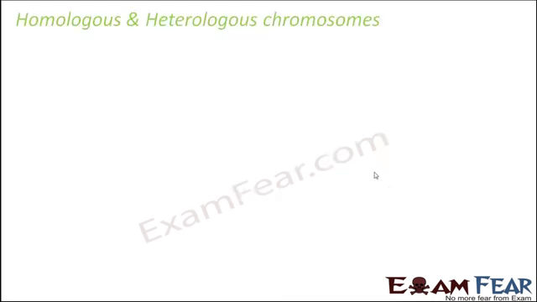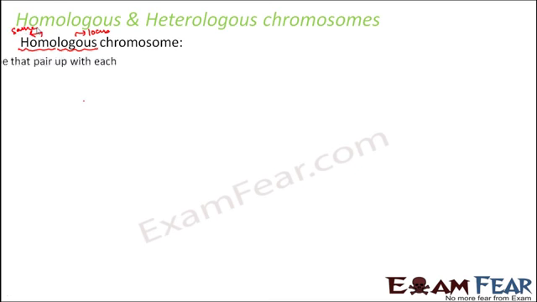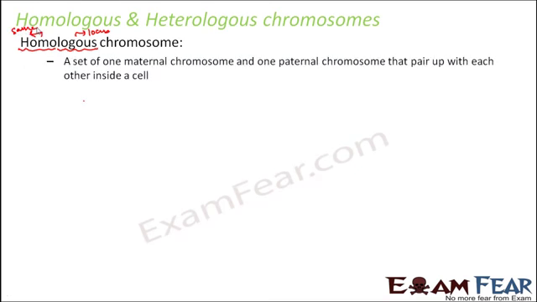Another important thing that we'll talk about here is homologous and heterologous chromosomes. So what are they? Homologous. What is the meaning of the term? Homo means same and logos is derived from the word locus, and locus defines position. So basically these are a set of one maternal chromosome and one paternal chromosome that pair up with each other inside a cell. So they are like similar.